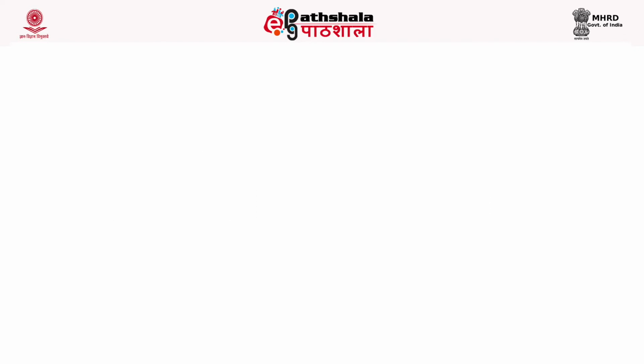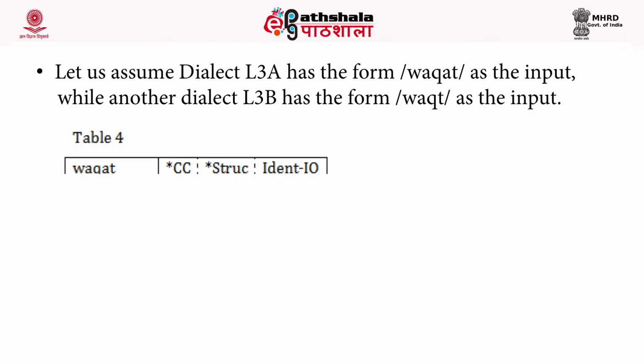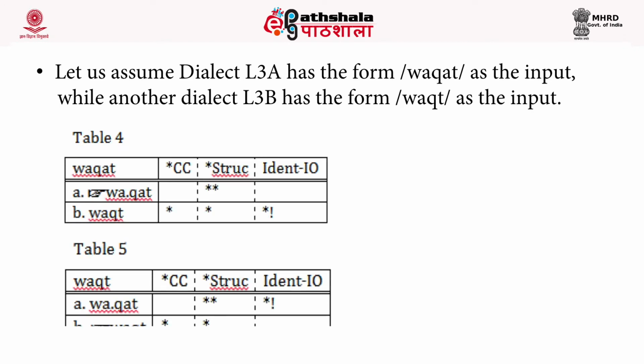Whereas when you take a faithfulness constraint into the picture, we need to posit something as the input. Now let us assume dialect L3 has the form Waqt as the input, while another dialect L3B has the form Waqt as the input. Now we are going to put Waqt and Waqt, and all the 3 constraints are unranked to one another. As you know, they have the same violation, 2 violations of both no consonant cluster and no structure. Now what comes into the picture is the faithfulness constraint.